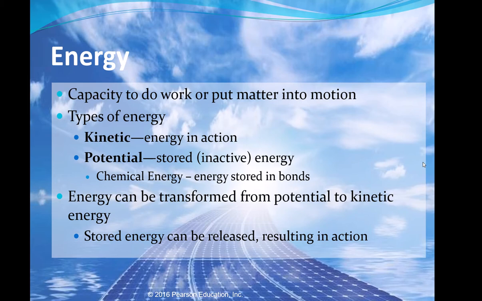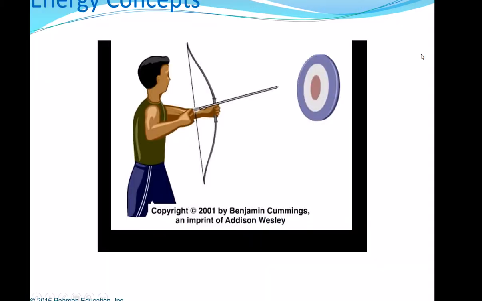One of the first laws of thermodynamics: energy can be neither created nor destroyed, but it can be transformed from one type to another. We can take the potential energy, the chemical energy found in the bonds between our foods, break them apart, which releases energy, and then do something with that energy. So we go from potential to kinetic energy. Let's watch a video about those two things.